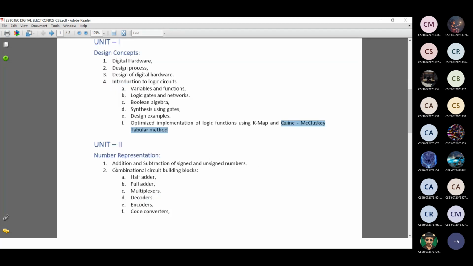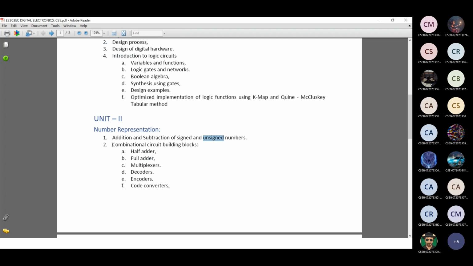And coming to number representation. Once you are familiar with all the different number systems and conversions, then we can perform addition and subtraction. So can anyone tell me what is signed and unsigned? What is signed and what is unsigned? Any idea? Unsigned means positive. Signed means they can be either negative or positive. And after this, different kinds of combinational circuits we need to understand.